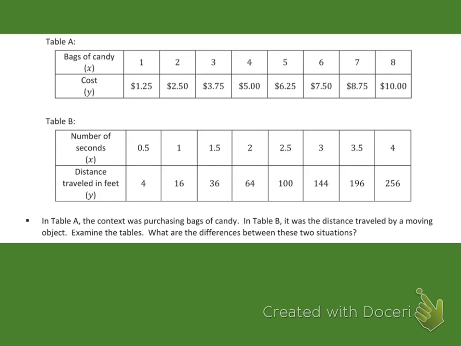So this diagram here shows a couple of tables that look very familiar. It's the candy example that we've been using for 3 lessons now, and also a time distance table that is a function. So when we look at these 2 tables, I'm going to ask you to just examine them and then talk about what are the differences between these 2 different situations, these 2 different uses of functions. So go ahead and pause and just think about that for a minute, and then we'll continue our discussion.